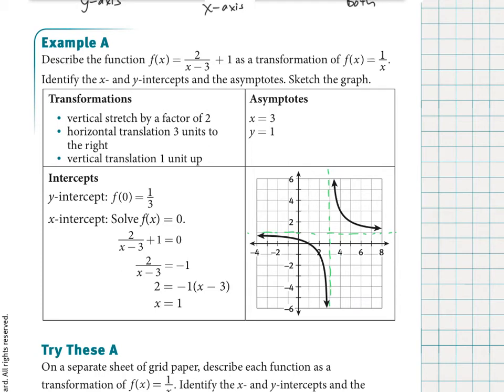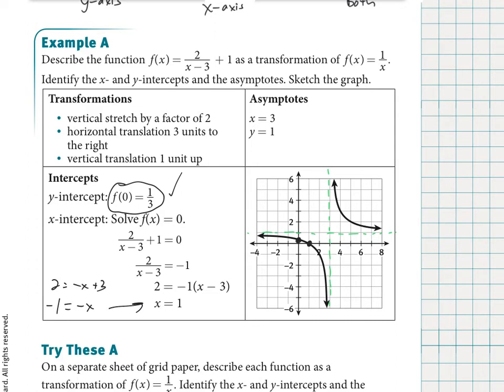So again, to review from Algebra 1, for the y-intercept, you plug 0 in for x. If I plug 0 into the original, negative 2/3 plus 1 gives me 1/3. So (0, 1/3) is my y-intercept over here. And to find my x-intercept, I set the whole thing equal to 0. So 2 over x minus 3 plus 1 equals 0. Bring the 1 over, multiply by x minus 3. That gives you 2 equals negative x plus 3. Subtract the 3 over. Negative 1 equals negative x, and x equals 1 as my x-intercept.